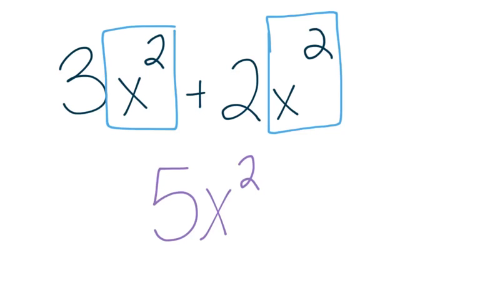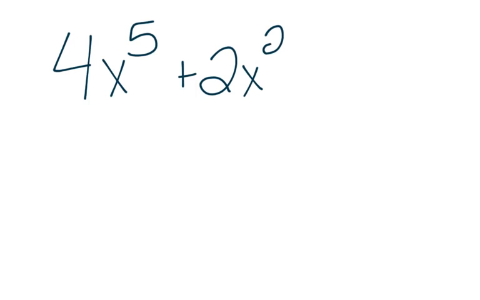All right, number 2 is going to be solved the same way, so I'll leave you to complete that. Number 3 says 4x to the 5th plus 2x squared plus 3x squared.